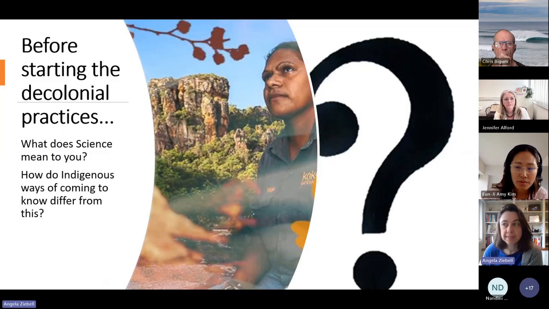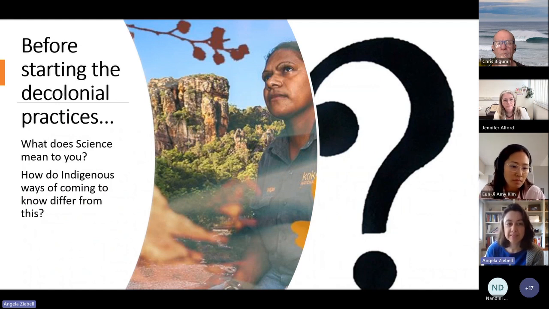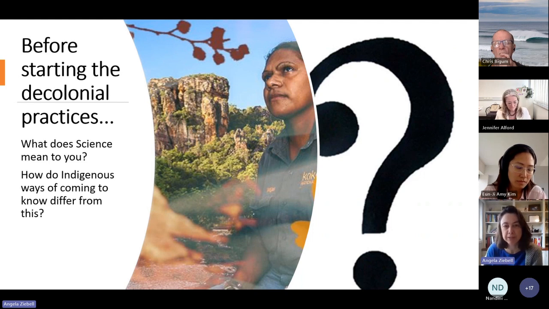So before we get started, we want to take a moment to think about what science would mean to you or to the science educator in question. We want to think about how Indigenous ways of coming to know different things, coming to knowledge, differ. And we're going to go through a continuum of those at the moment, starting first with almost the two extremes.